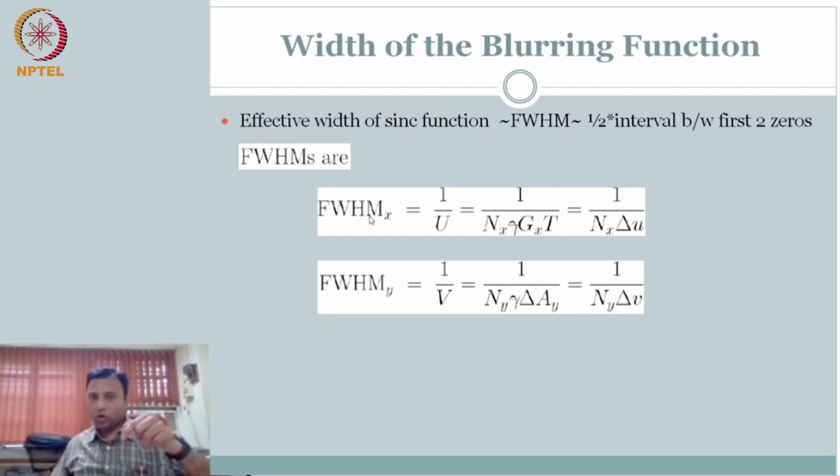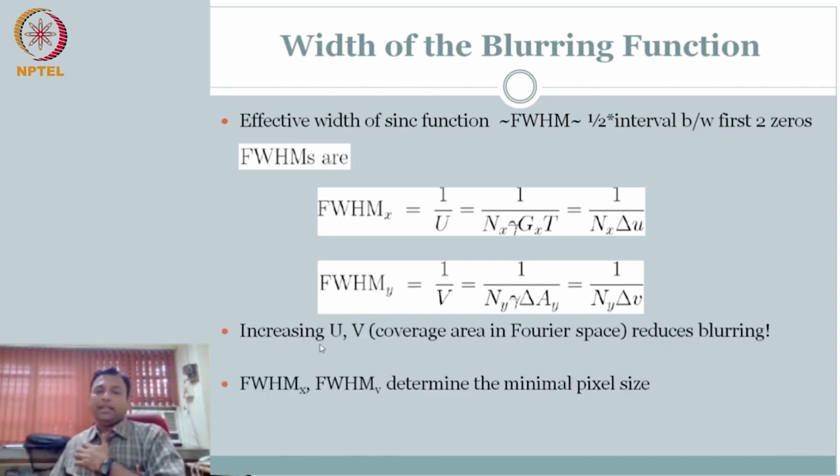What do we want? This value to go down means it is better resolution. Full width half maximum should go less and less, right? That is what is better for us, which indicates better resolution. Our point spread is less. So it is inversely related here. So now increasing your U, meaning extent in your u direction, frequency space or coverage area in Fourier space, reduces blurring, which is pretty intuitive, right?